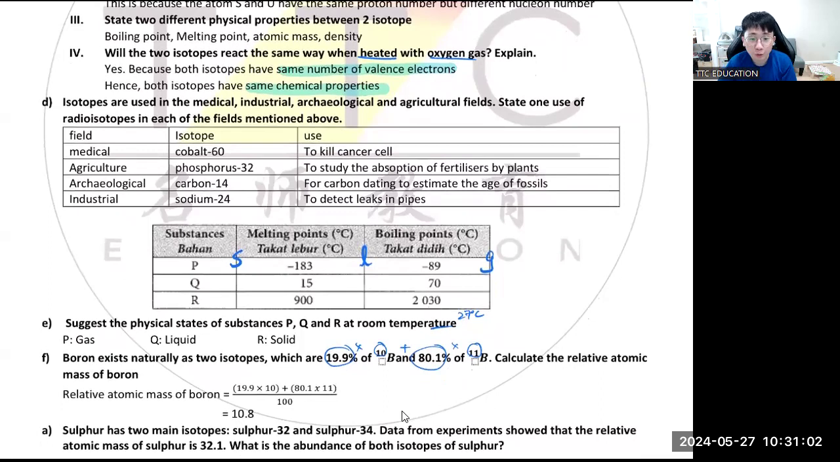So I'm just going to go through with you a simple concept of calculating your atomic mass in your isotopes. Okay, it's like finding average. So it's a very simple concept.